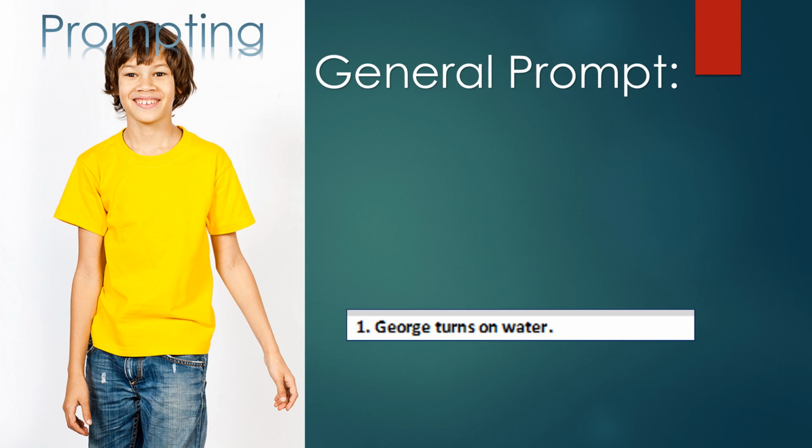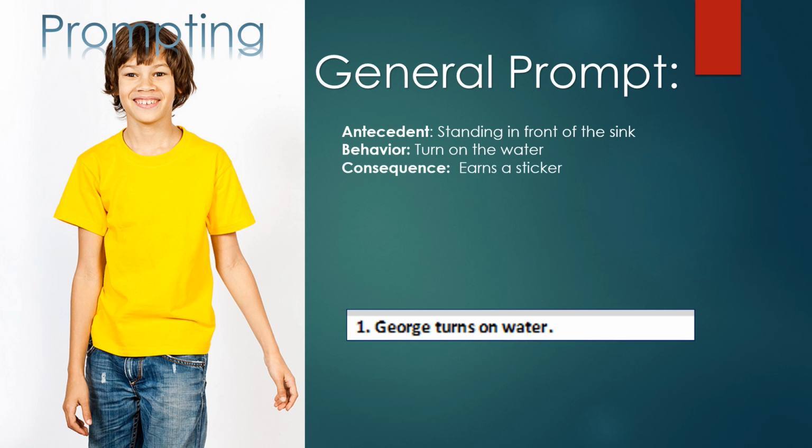To help them we want to use a general prompt. This is done before we have them step up to the sink. We want to do 3 things to help them. They are explaining to them the when, how, and why. This is the antecedent, behavior and consequence. Look at the example and think to yourself, why would this increase the likelihood of him turning on the sink?